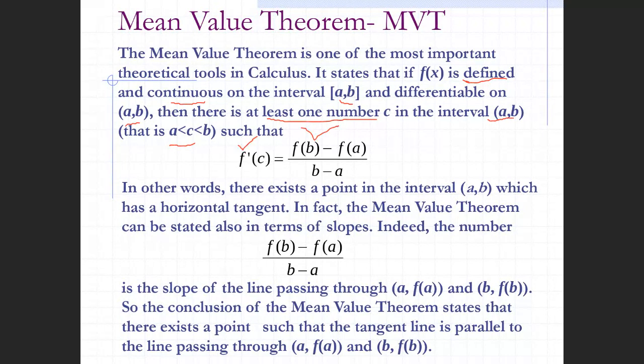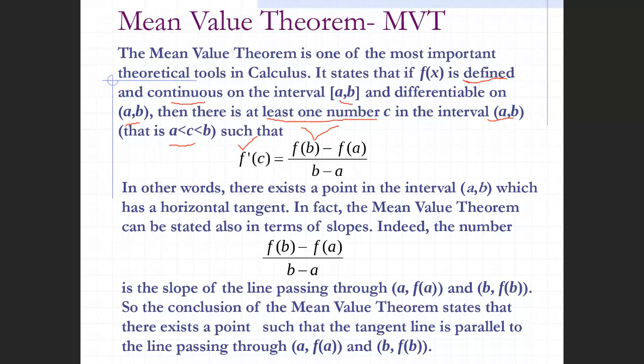Now you can see in this formula that the mean value theorem is the extension of Rolle's theorem. In Rolle's theorem we are saying that if f of a is equal to f of b, then between these two points there is a point where the derivative of the function is 0.